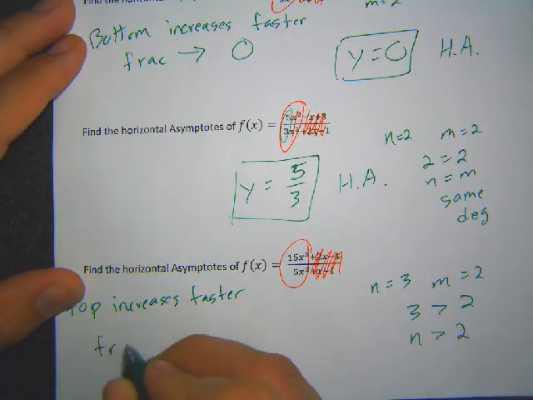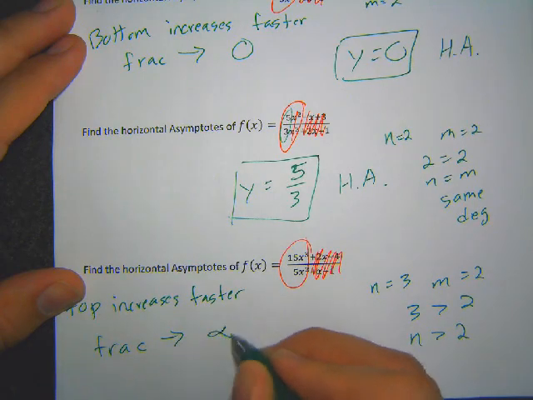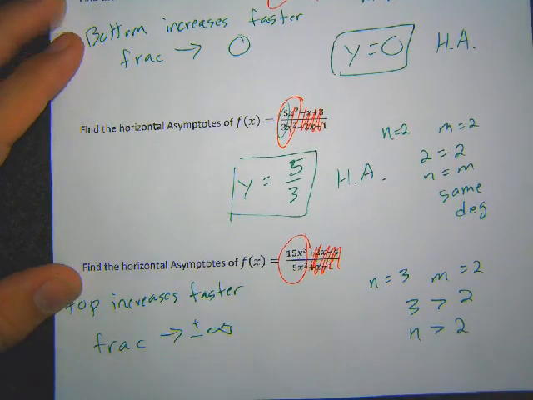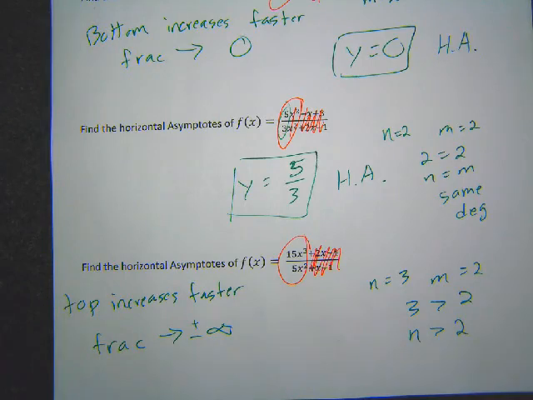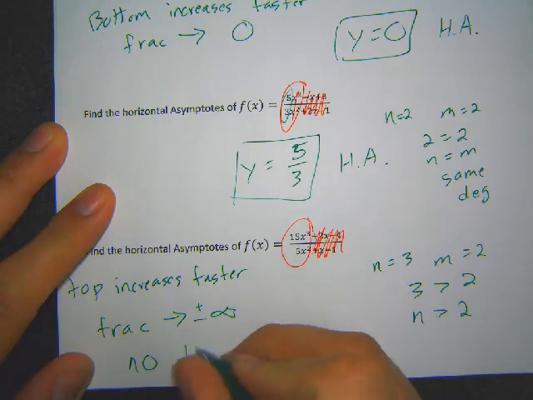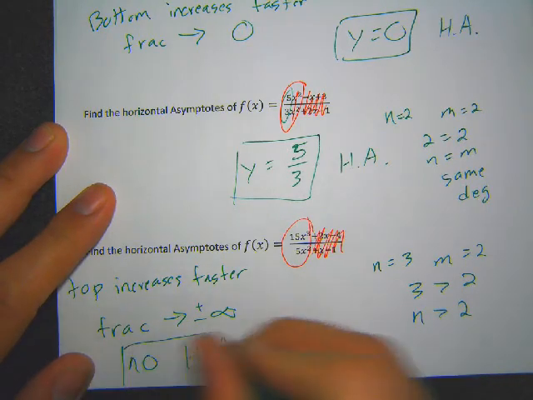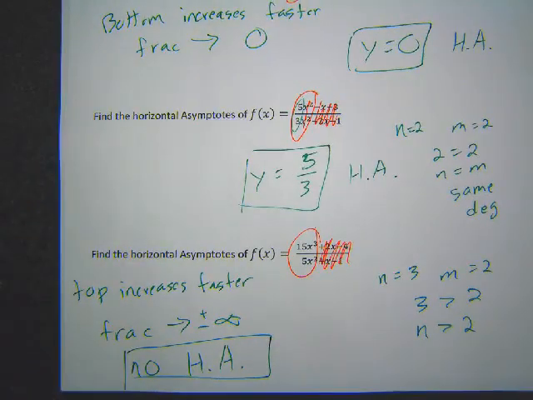So the fraction is going to infinity. It might be going to positive infinity, it might be going to negative infinity. It all depends on the signs and stuff. We don't really worry about that. We're just going to note that since it's shooting up to infinity, either up or down, it's not leveling out. So there is no horizontal asymptote, because to have a horizontal asymptote, you have to level out.